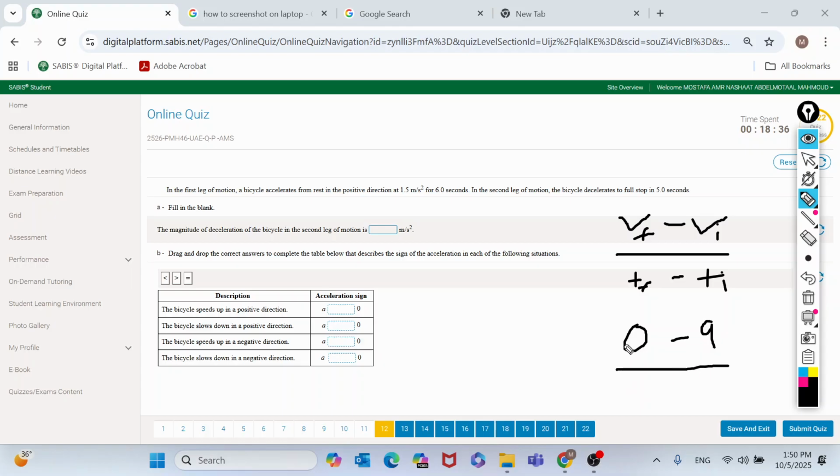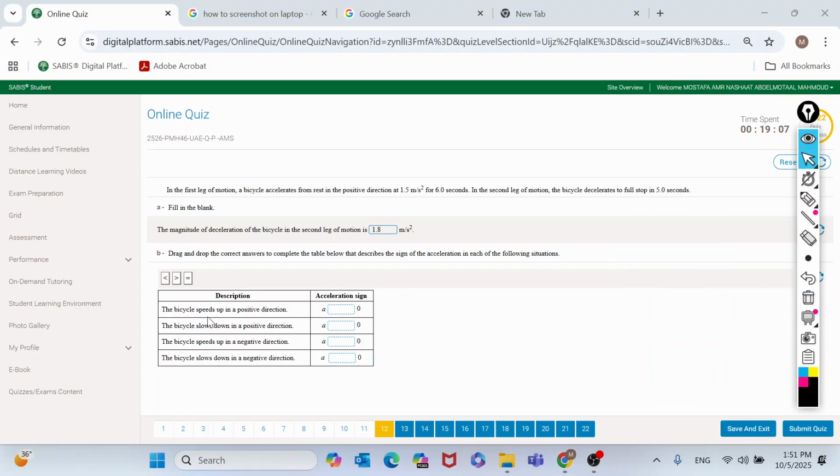T final is 5 seconds minus T initial. Negative 9 over 5 is going to be negative 1.8. So the acceleration is negative 1.8, but they want the magnitude of deceleration. So it's 1.8 here.